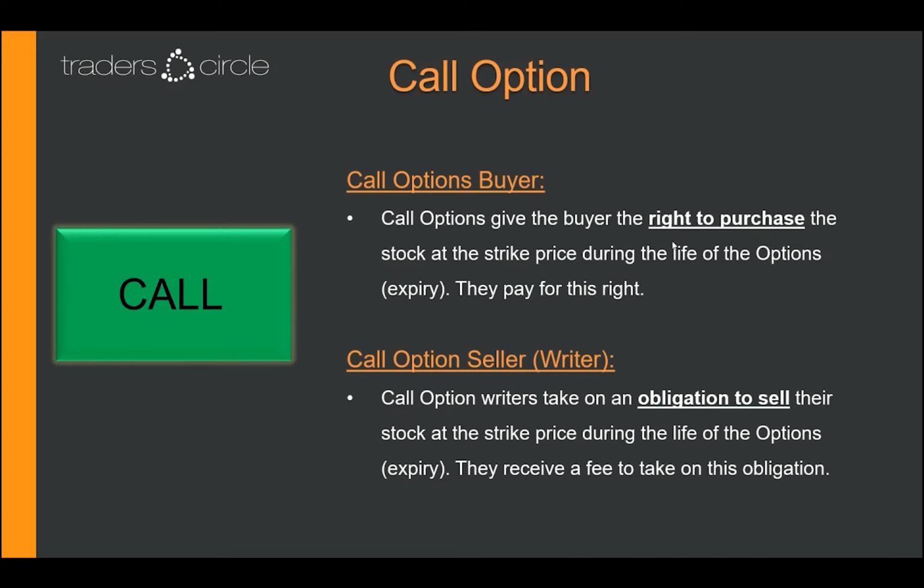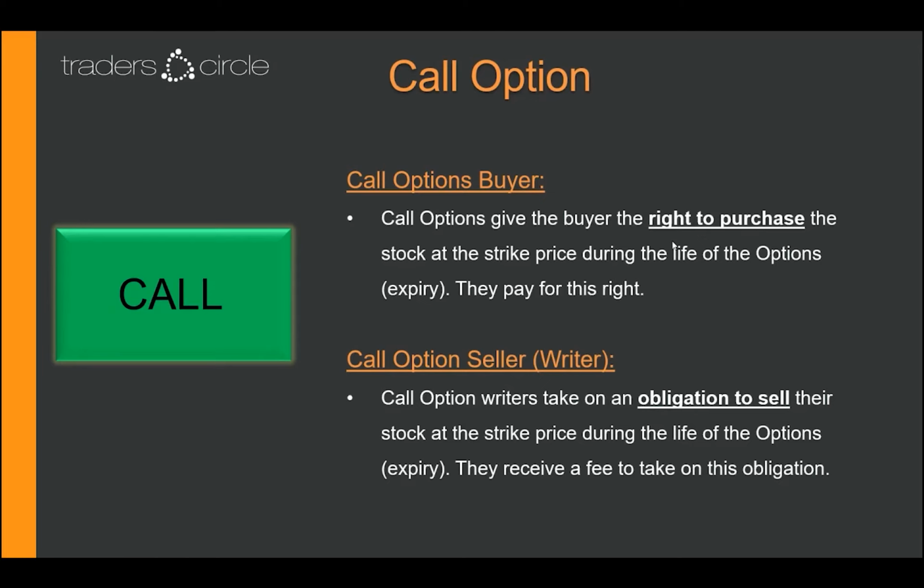So what does that mean? Because it's kind of wordy, isn't it? And that's, I guess, part of the problem with teaching options, or one of the difficulties, is that it's super wordy and you use the words buy and sell a lot, and your brain goes all hairy, trust me. So call options give the buyer the right to purchase the stock, right?